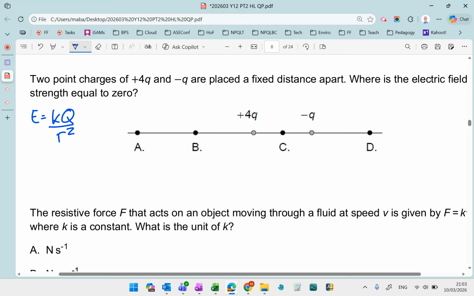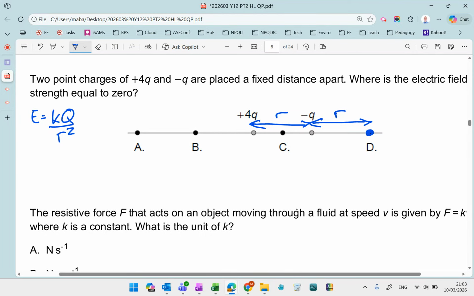Alright, so we need to do the vector sum of these two things, okay, and if the vector sum comes to 0, then we'll have found the answer, right? So I'm going to make a guess. I'm going to guess that it's at D, and that I'm going to call a distance r. They look about the same. Okay, so the total distance from D to 4Q is going to be 2r, right?